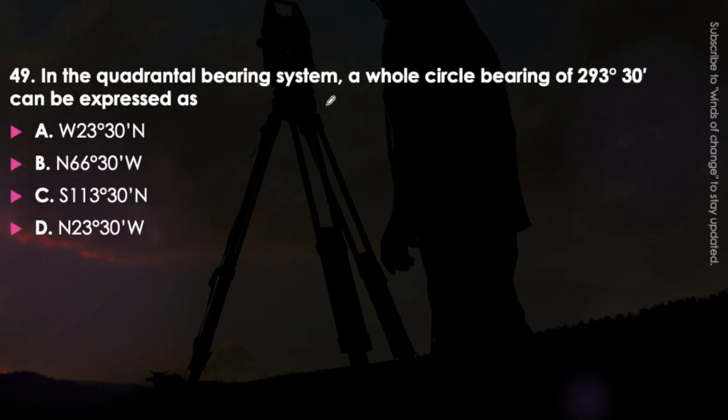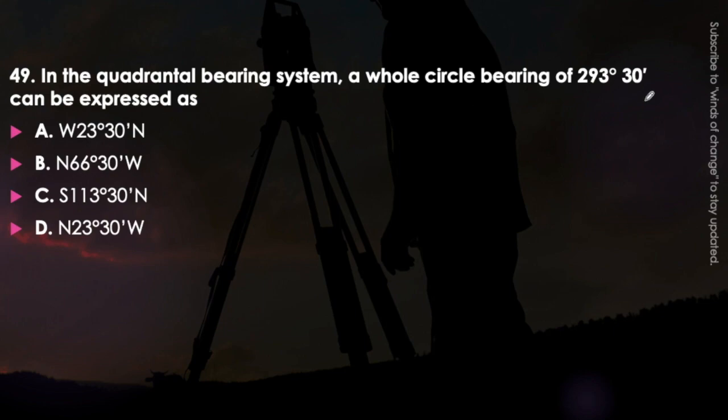Next question. In the quadrantal bearing system, a whole circle bearing of 293 degree 30 minute can be expressed as west 23 degree 30 minute north, or north 66 degree 30 minute west, or south 113 degree 30 minute north, or north 23 degree 30 minute west. Okay, so in this, first of all, which expressions are correct? Either north or south will come first. So the first one cannot be the correct answer, we already know it.